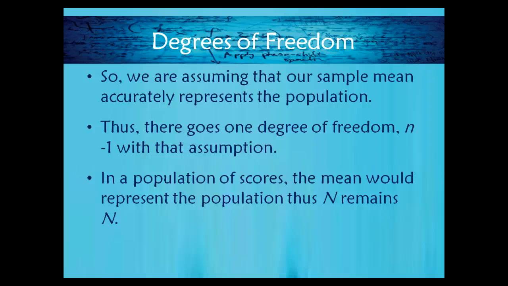So in a population of scores, the mean would represent the population. Thus n remains the same. In calculating for a population, you know your mean is right because it's the population. But for a sample, you hope it's right, but it's really an approximation. So you have to do n minus 1.